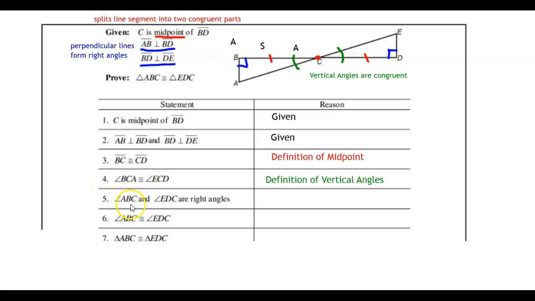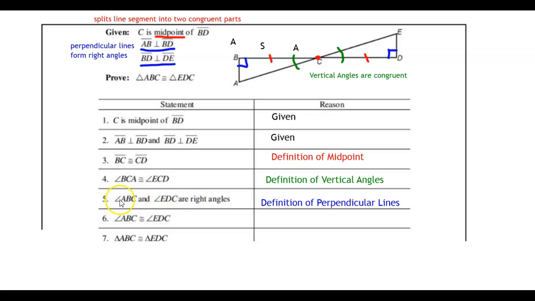Next, I know that angle ABC and angle EDC are right angles. The only reason I knew that these two angles are right angles was because in the givens, I was told that the two lines that form those angles are perpendicular to each other. Perpendicular lines form right angles. I could write that here. However, I like to use that definition method, so I'm just going to say definition of perpendicular lines.